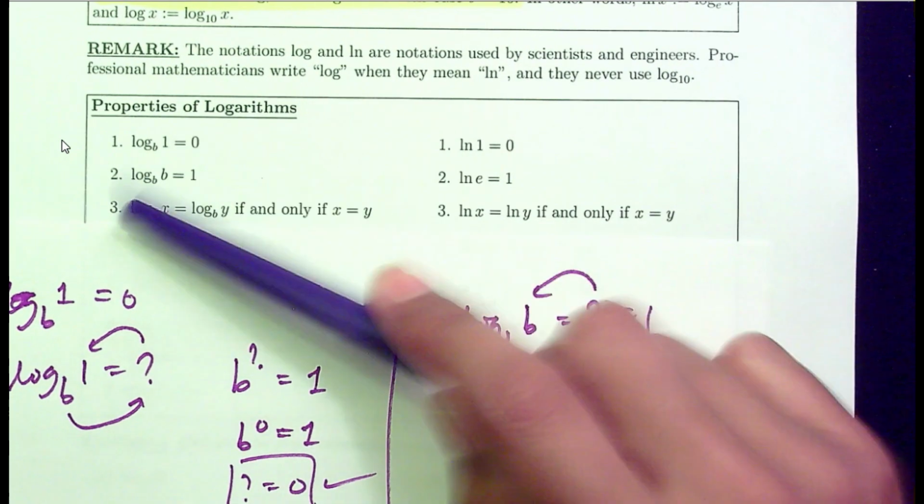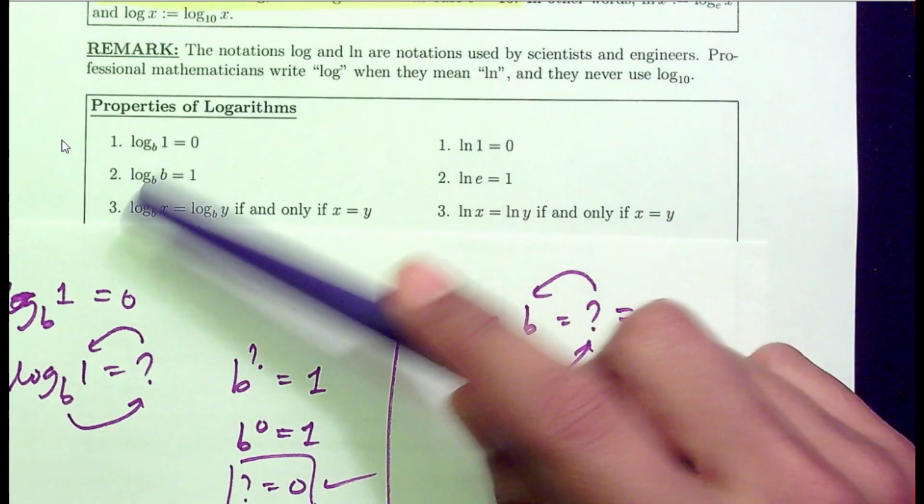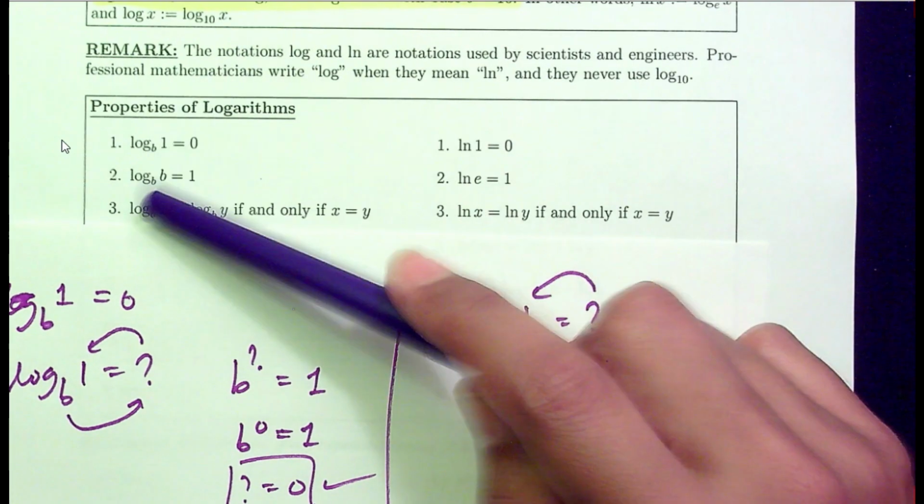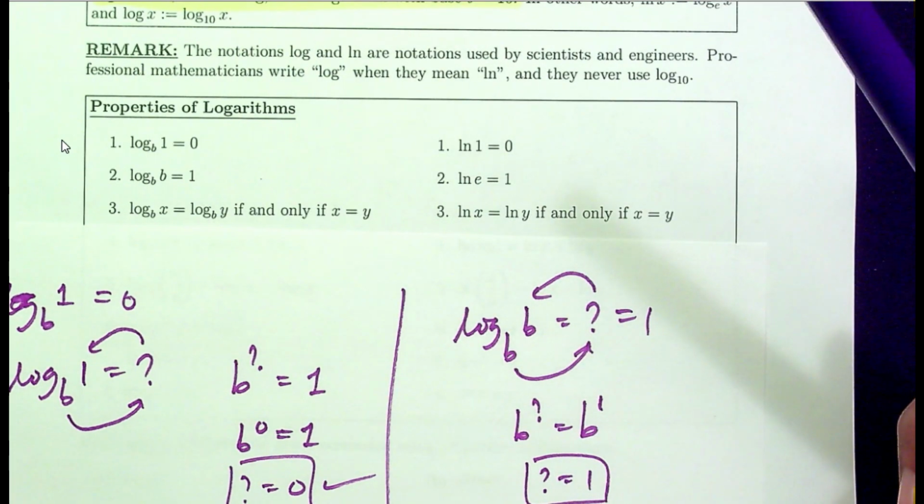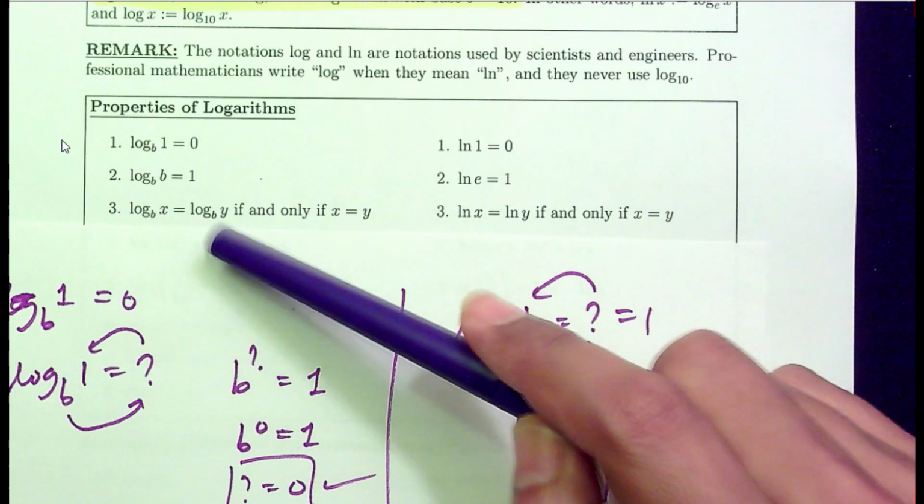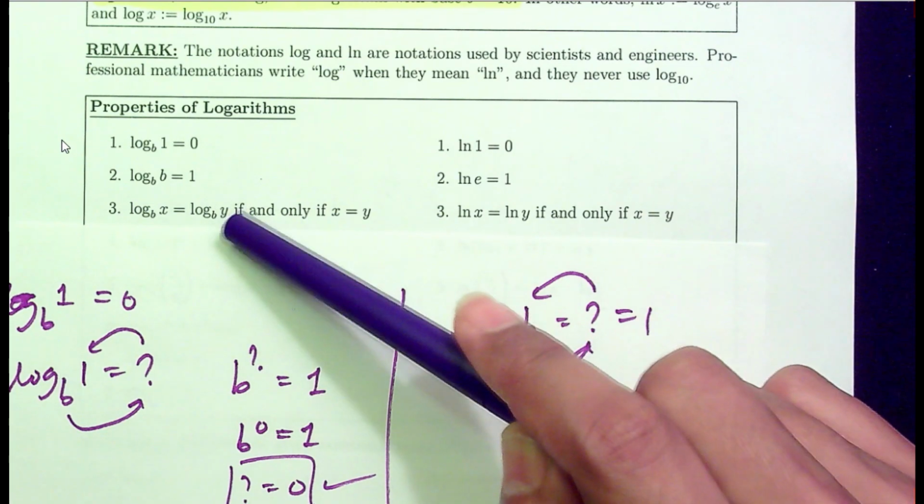So if you have two logarithms equal to each other and the bases are the same, that means the inputs, the x and the y, have to be the same. And that's useful for solving equations, just like when we solved exponential equations.